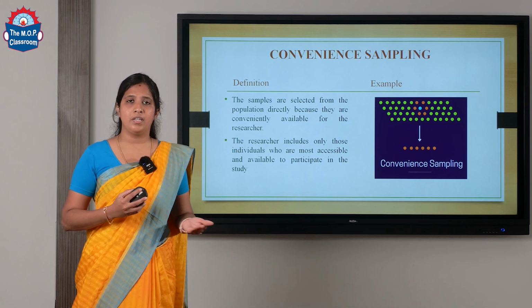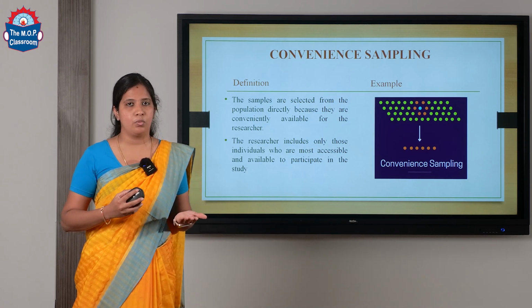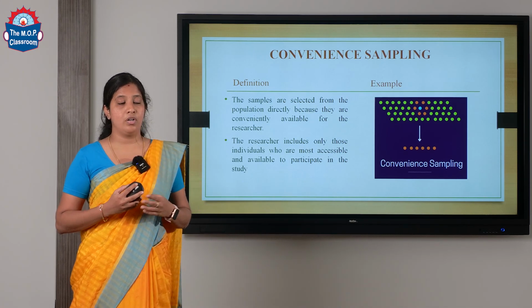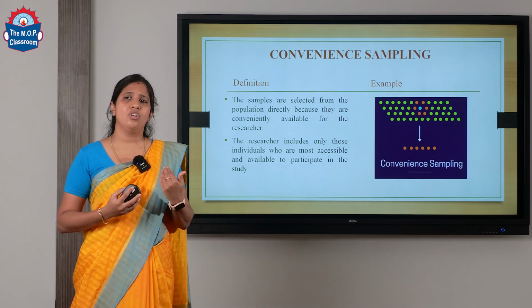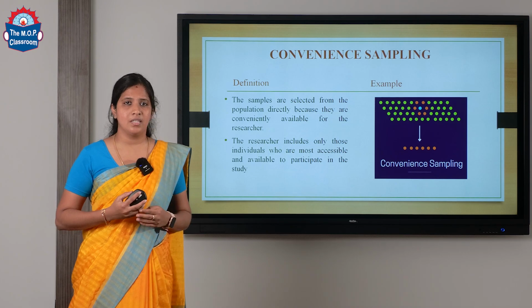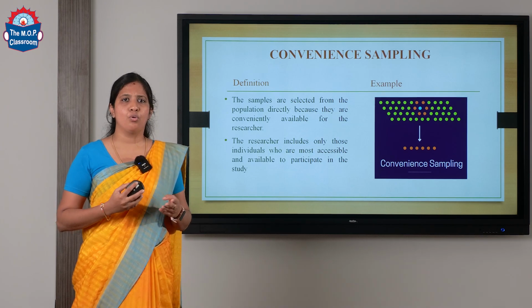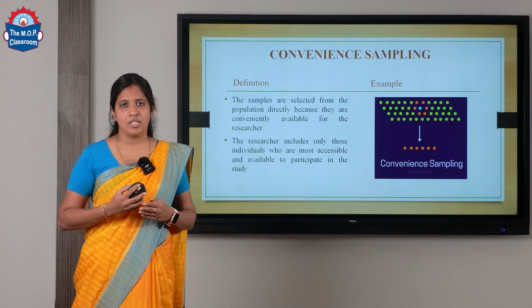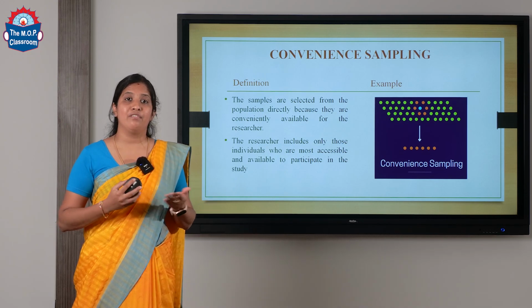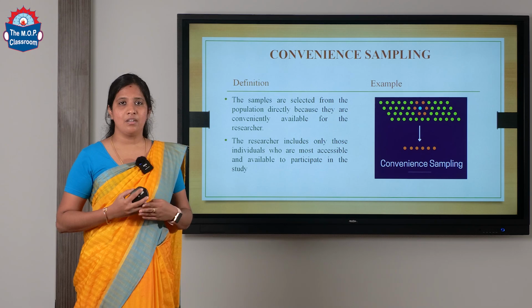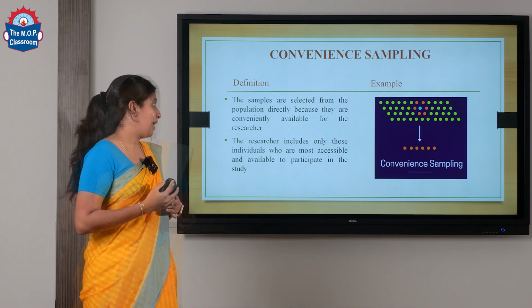In non-probability, the sample will not get an equal chance. The first one in non-probability is convenience sampling. So, based on my convenience, I can pick the sample. For example, I have so many friends on WhatsApp and Facebook. So, I can just send my questionnaire to my friends and relatives and I can finish my study. So, this is my convenience. This is a non-probability sampling method.